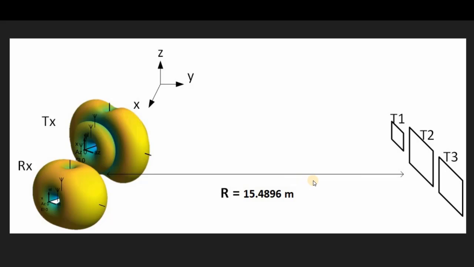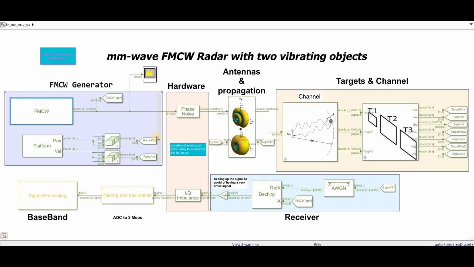There are two vibrating targets, namely T1 and T2, which are vibrating with different magnitudes and frequencies to mimic the behavior of a human chest wall, which is vibrating due to breathing and heartbeats. Thus, the results from this simulation can be used further to design and implement an FMCW radar for vital signs detection. Now we are going to give a step-by-step explanation of the model from the transmitter to the receiver.